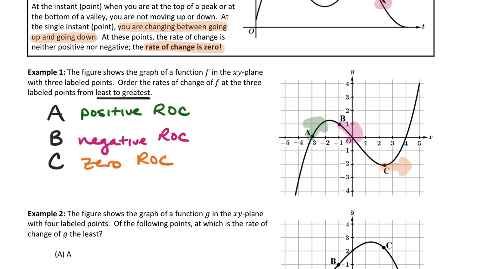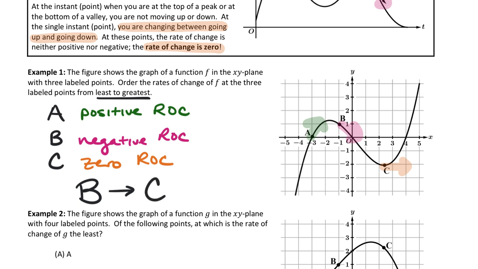Now, if we're just thinking about numbers in general, we're wanting to just list these from least to greatest. What kind of number is smallest, a positive, a negative, or a 0? Negative. So B is going to be our smallest. What's the next smallest? C, 0.